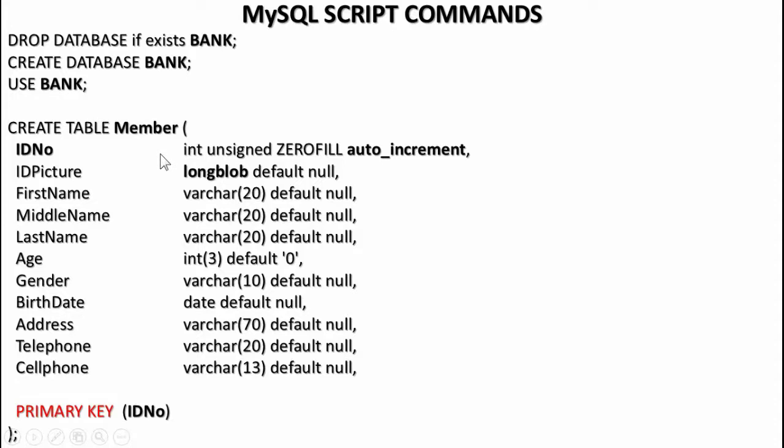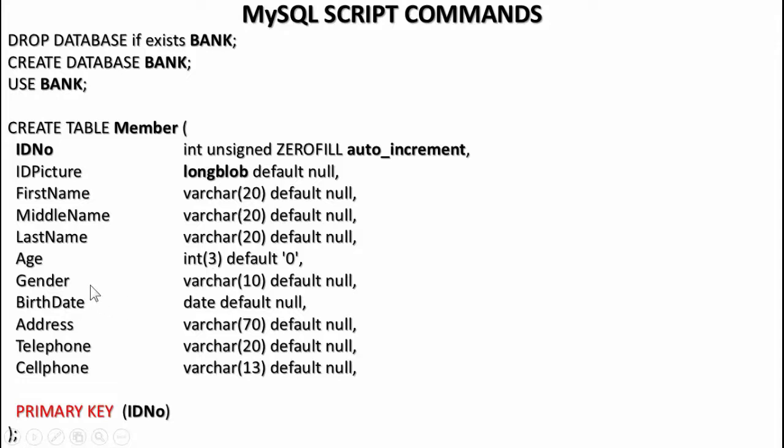The field name ID number is assigned an unsigned integer data type. The field name ID picture is assigned long blob data type. The field name first name is assigned varchar with a maximum of 20 characters. The field name middle name is assigned varchar having a maximum of 20 characters. Field name last name, varchar maximum of 20 characters. Field name age is assigned an integer with up to 3 digits.